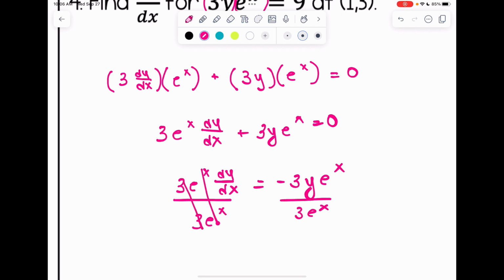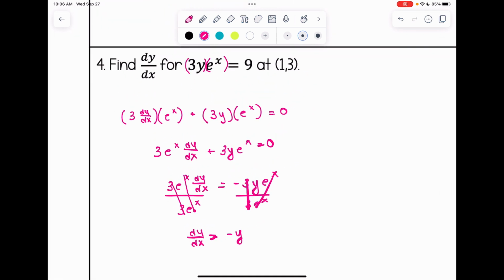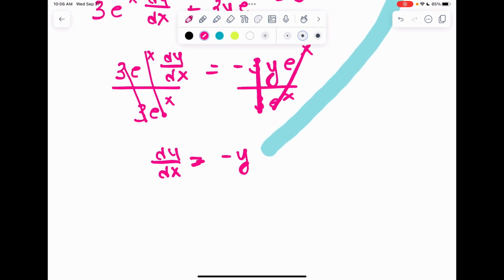These 3's are going to cancel out. And over here, we have a lot of stuff that can cancel out as well. These 3's are going to simplify to 1. The e to the x's are going to simplify. So I have dy dx is equal to negative y. What is our y value? So our y value here is 3. So we're going to plug that in. So I get dy dx is equal to negative 3.